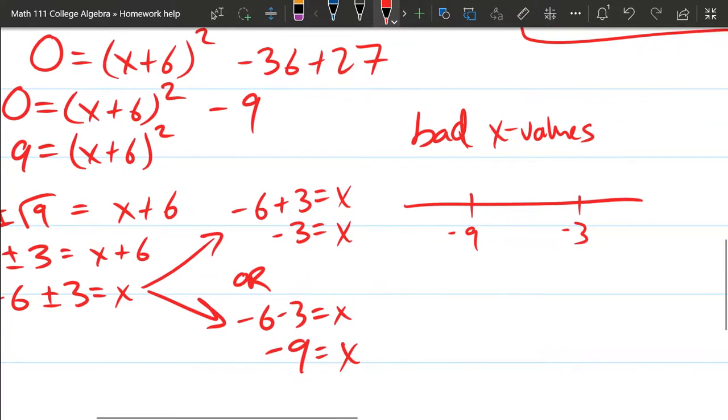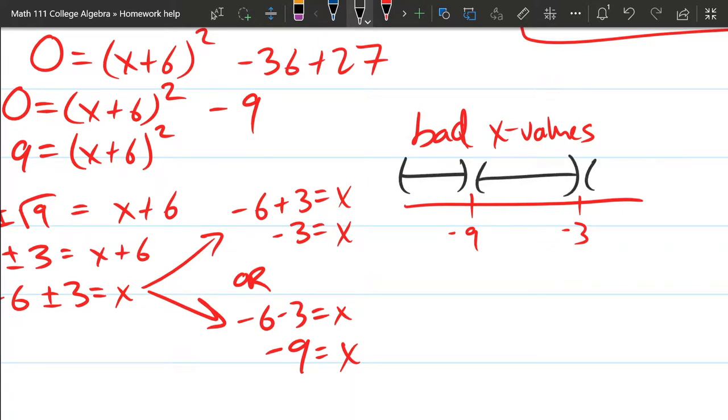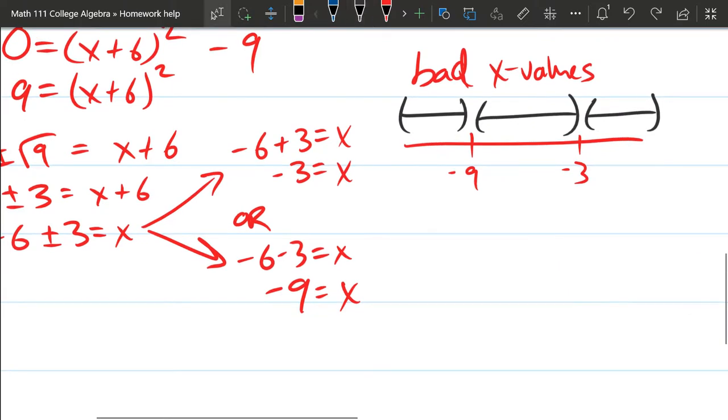All right, let's go ahead and switch back to the black marker. I'm going to diagram all the numbers that are not negative 9 and not negative 3. You're going to get three pieces. A good way to think about this, if you start with a piece of a carrot or a piece of celery and you cut it two times, you're going to end up with three pieces. So that's a good visualization for what's happening here. Now we just have to give these names.